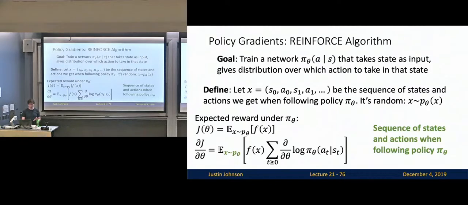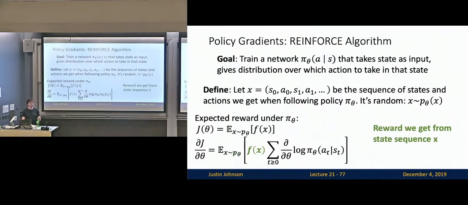So this expectation means we're taking an expectation over trajectories x that are sampled by following the policy in the environment. So we can perform these samples by just letting the policy run in the environment and collecting the trajectories x. And now this, f of x, is the reward that we get when observing the trajectory x. So as we let the policy play out and we observe the trajectories, we'll also observe the rewards. So this is something we can compute.